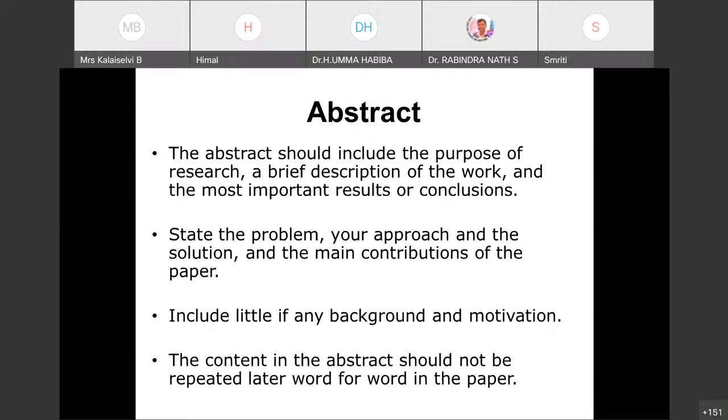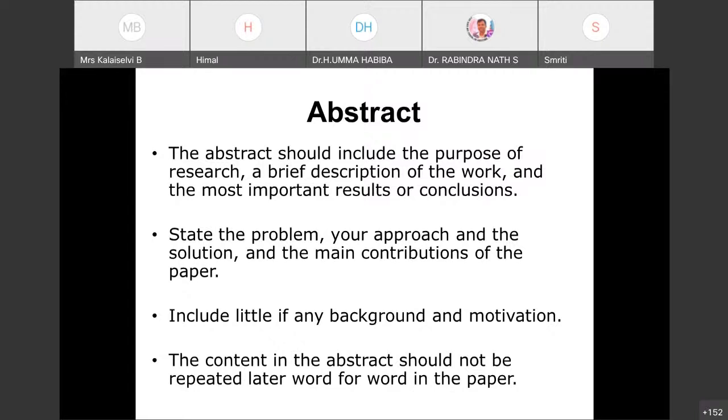Because most of the time, the reviewers, when the paper is submitted, will read your abstract very carefully, right? And then the reviewer will have some kind of an impression about your research immediately. So you have to state the problem, your approach, and your solution, and the main contributions of the paper. If you have several contributions, you can take the most important contribution of your research work and mention it in the abstract, as maybe a single sentence or two sentences, not more than that, because you don't have space.